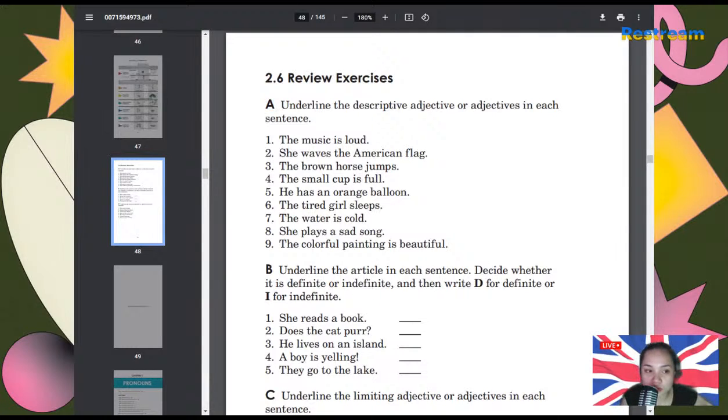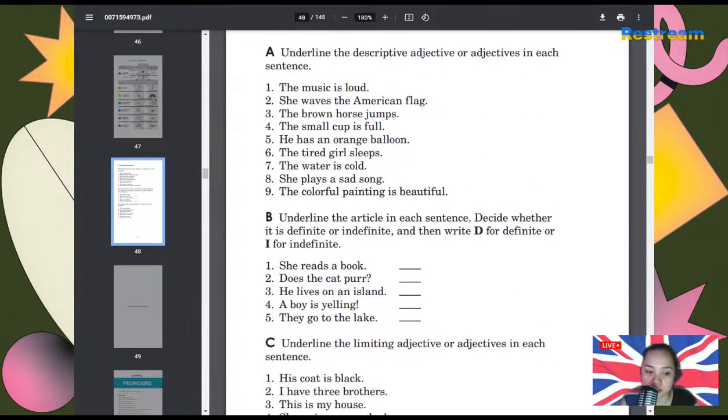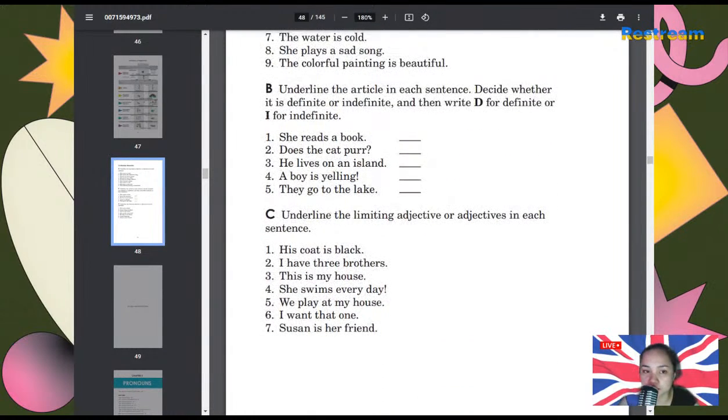Okay, so now let's go to the test B. We are almost done. So for the test B, underline the article in each sentence. Then decide whether it is definite or indefinite. Then write D for definite and I for indefinite. So now we are going to identify the article that is used in this sentence. Then let us identify if it's definite or indefinite.